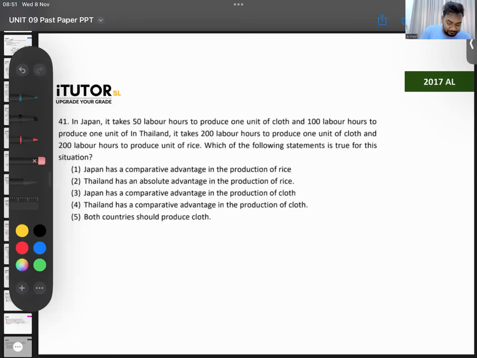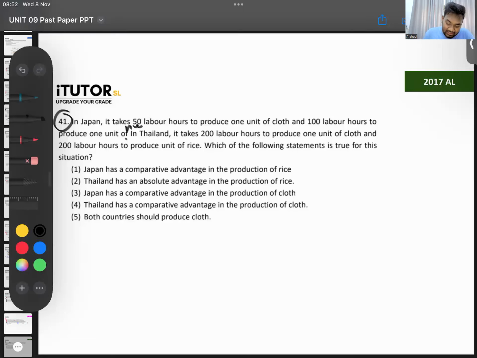Question number 41 says: in Japan, it takes 50 labor hours to produce 1 unit of cloth and 100 labor hours to produce 1 unit of rice. In Thailand, it takes 200 labor hours to produce 1 unit of cloth and 200 labor hours to produce 1 unit of rice. Which of the following statements is correct? I told you the information can be given in a table, using a PPC, or in a paragraph.